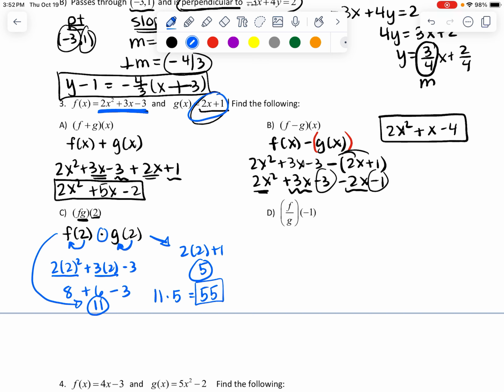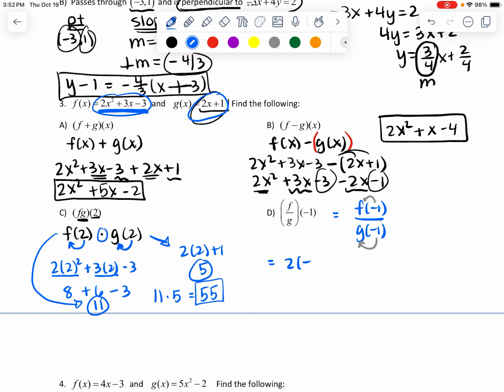Okay? All right, D just says the same thing, but just divide them. So translation, this is f of negative 1 over g of negative 1. Well, f of negative 1 just simply means take negative 1 and plug it into f. G of negative 1 means take negative 1 and plug it into g. So again, I'm going to go look at my f. My f is this 2x squared plus 3x minus 1. So I'm going to replace all the x's with a negative 1.